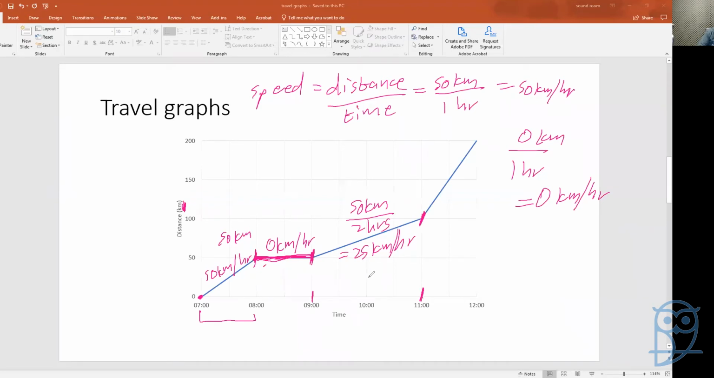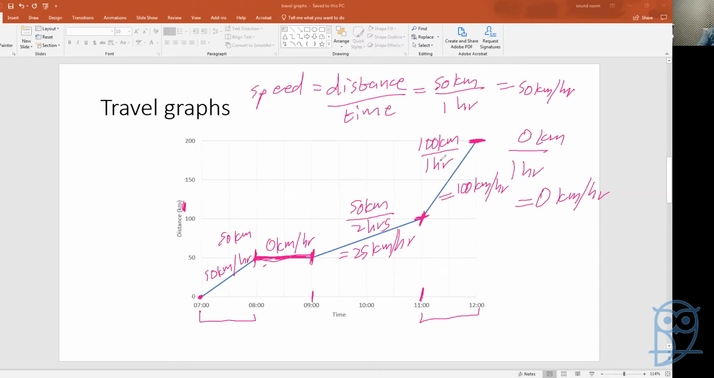The family reached a motorway at 11 a.m. What was their average speed for the next hour? So here, my average speed, I'm going to have to calculate distance over time. My time is 1 hour. That's fine. But what's my distance? Well, I started at 100 there, and I finished at 200 there. So I've traveled 100 kilometers in an hour, which means my average speed is 100 kilometers per hour. So therefore, my average speed there is 50, there is 0, there is 25, and there is 100.